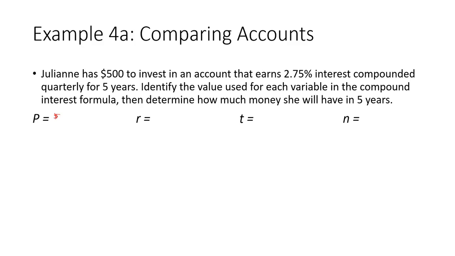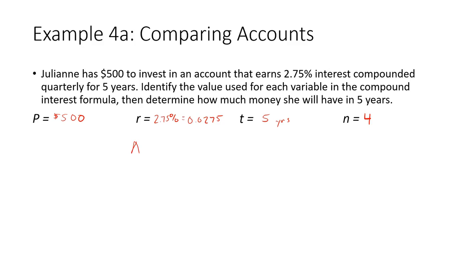So the principal, the amount she's investing, is $500. The interest rate is 2.75%, but we want to write this as a decimal, so 0.0275. The term again is 5 years, and n, because this is compounded quarterly, n is equal to 4. It's compounded 4 times a year.